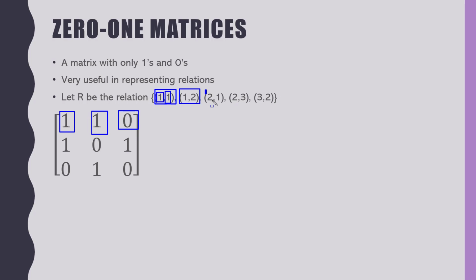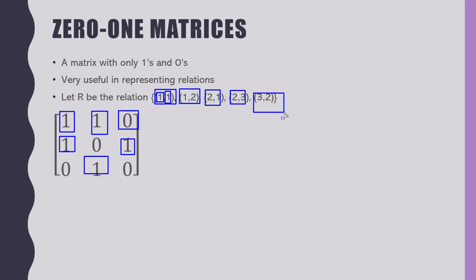And then we have (2,1), right? Row 2, column 1. There is no (2,2). And then row 2, column 3 is right there, this guy. And then the last one is row 3, column 2. That's this guy right here. So this matrix represents a relation.